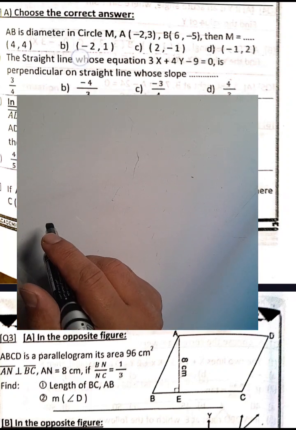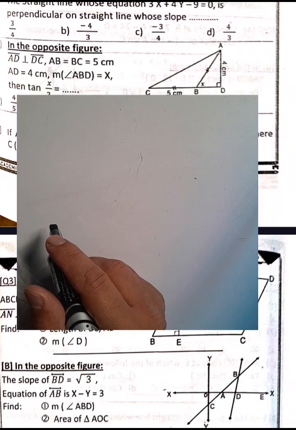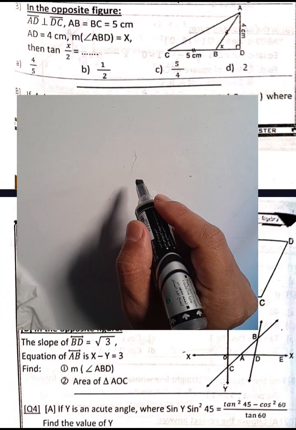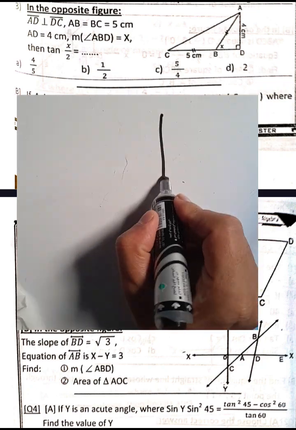Okay, next question. In the opposite figure, you want to find 10x over 2. We have a right angle triangle here.